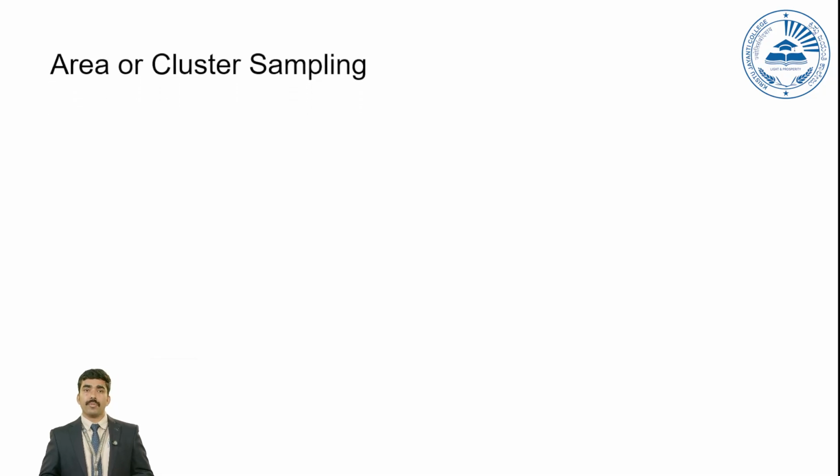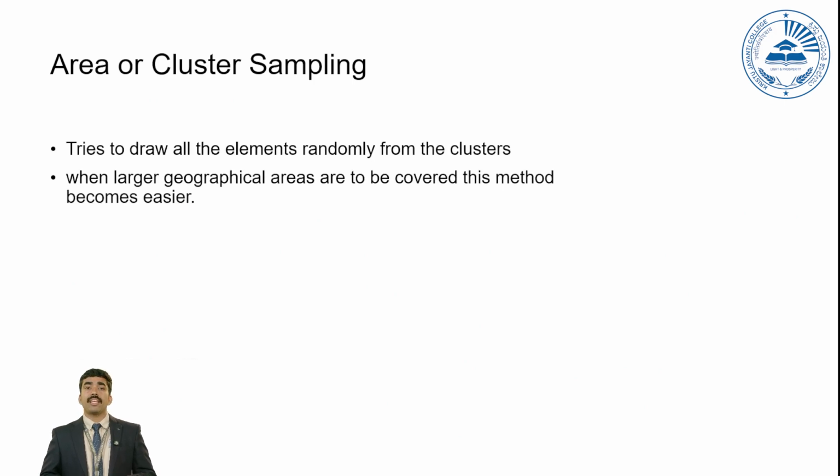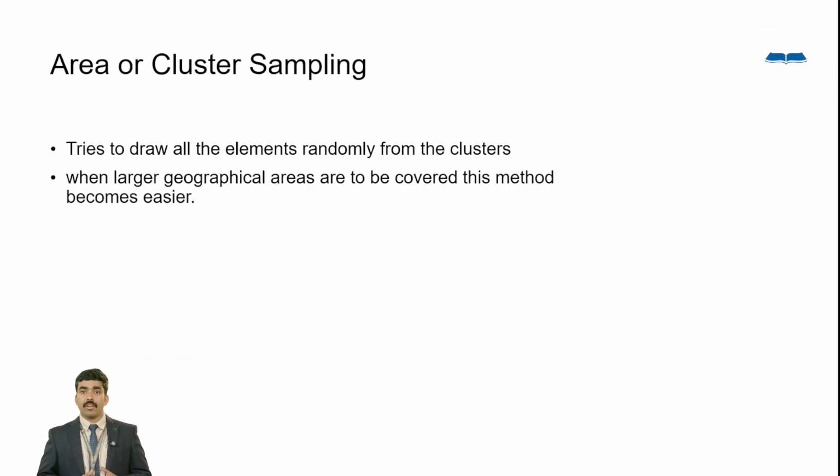For that, we can think about area or cluster sampling. What is area or cluster sampling? For example, suppose we are trying to understand the banking system in India. It is too difficult for us to get data, because a lot of employees and a lot of banks are available. To get data from the banking employees, what can be done? We can divide them into different groups.